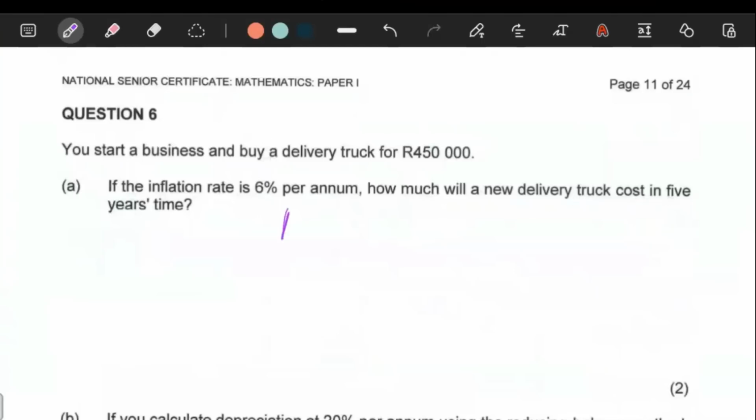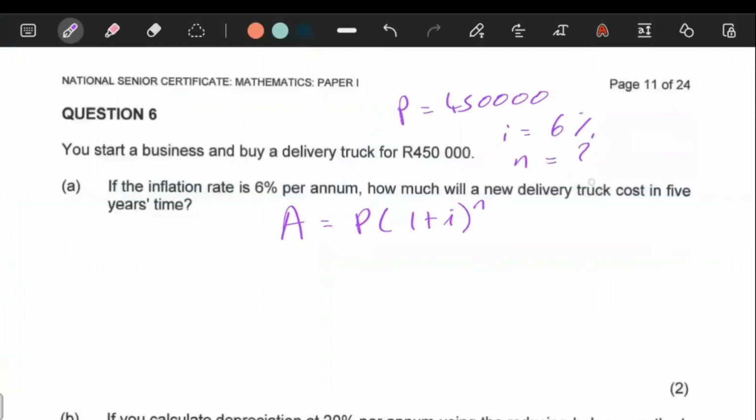So this is a compound interest question, you see, because P is the initial amount, I is the interest, and then time is, what are they asking here? How much will a new delivery truck cost in 5 years' time? So time is 5. I mean, N is 5.